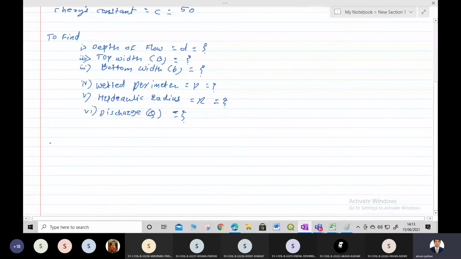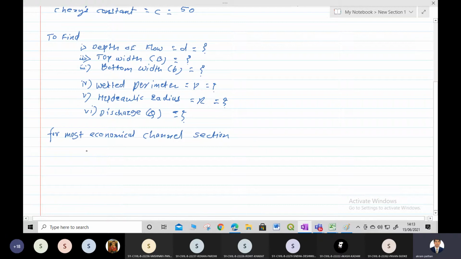Then we have the steps to determine the dimensions and the discharge. So for most economical trapezoidal channel section, write down here, for most economical channel section, half of the top width is equal to one of the sloping side, we know that.